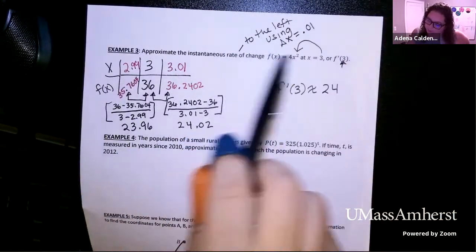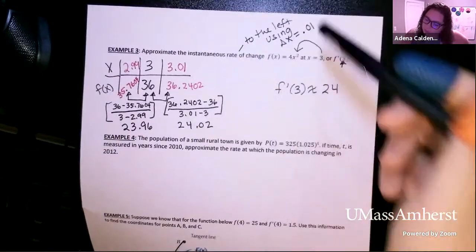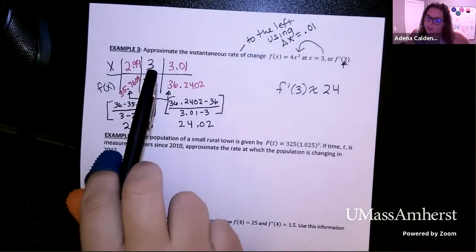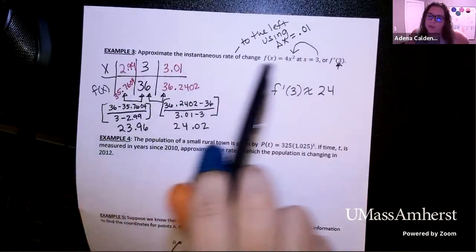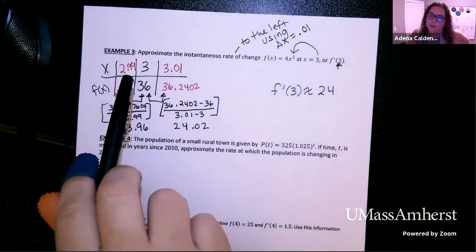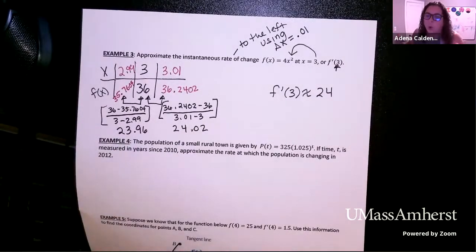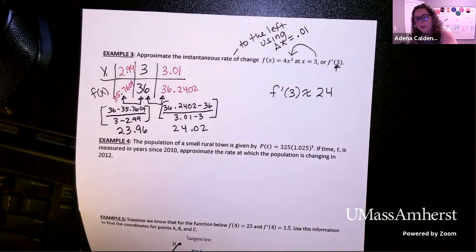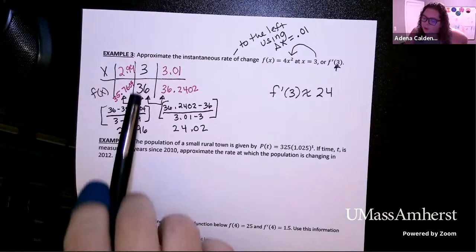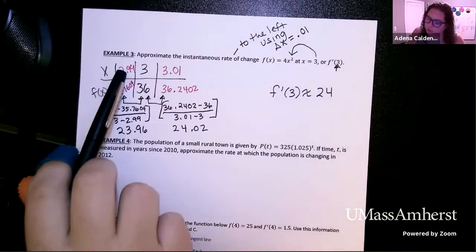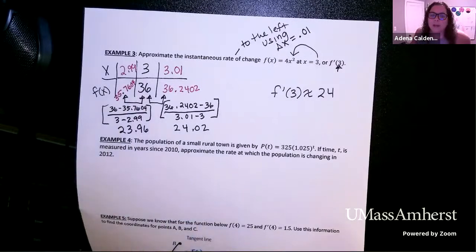So if that was the way it was worded, to the left using delta x equals 0.01, I would need to use 3 and then a value right to the left of 3 that was 0.01 away. So that's the 2.99. And so my answer would be 23.96. I would only do the left-hand approximation, right? If it said to the right using delta 0.01, then I would just do the right-hand approximation. If it said to the left using delta x equals 1, I would plug in a 2 into this function and use 2 and 3 as my values.